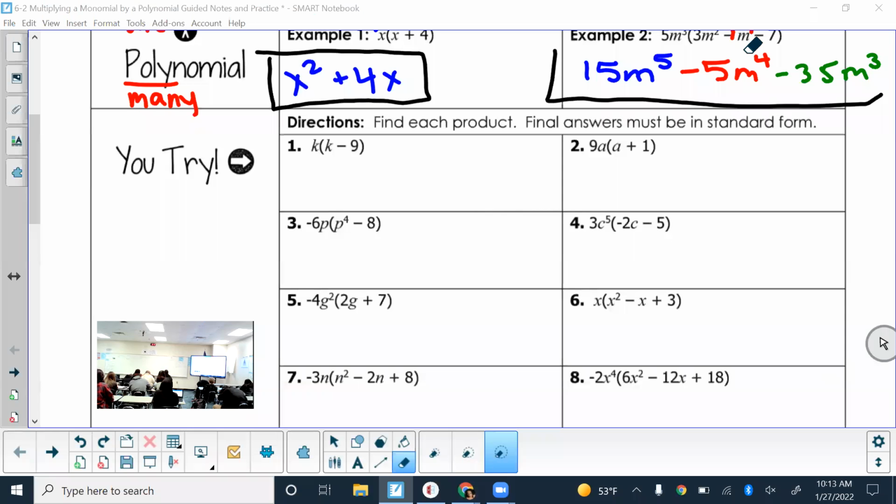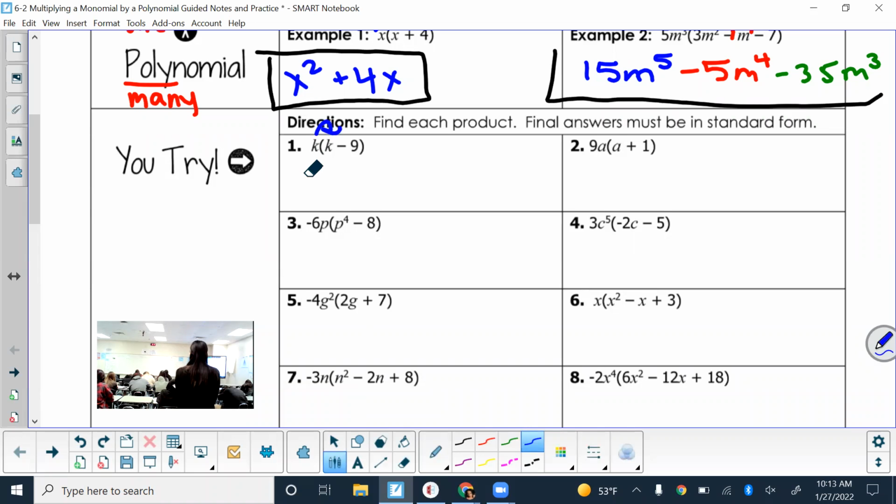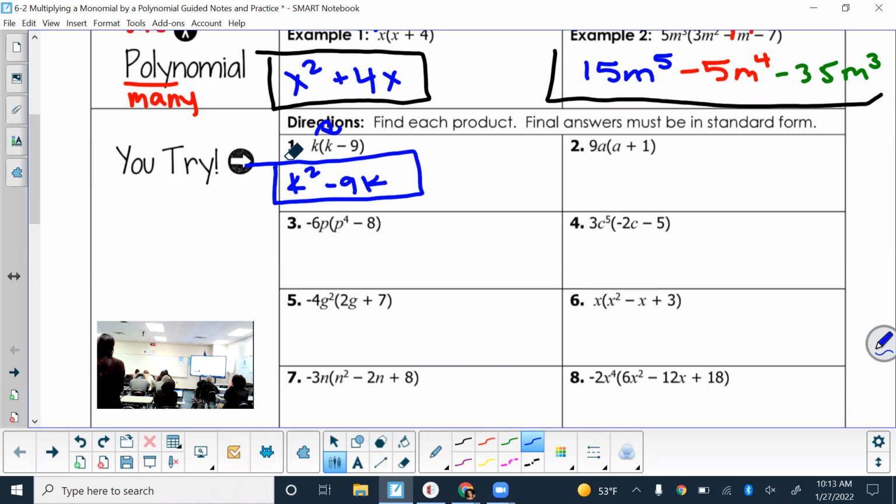Good. First step is to distribute. So it's the outside term times all the inside terms, no matter how many there are. So what's k times k? K squared. Good. K times -9? -9k. And then after distributing, look at your answer. There's no like terms to combine. It is in standard form. So we're done with that one. Good.